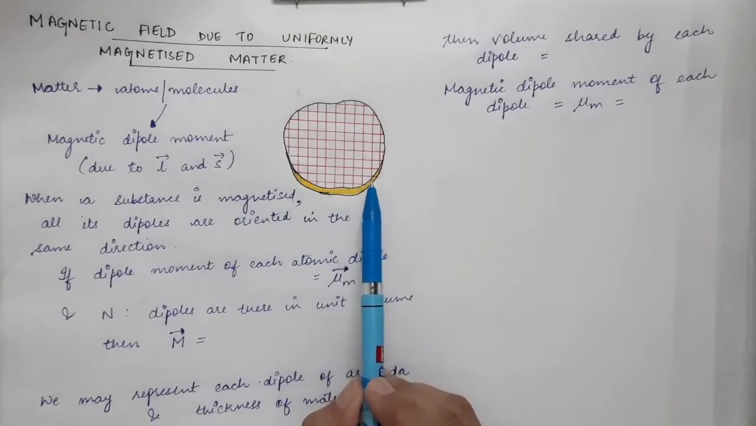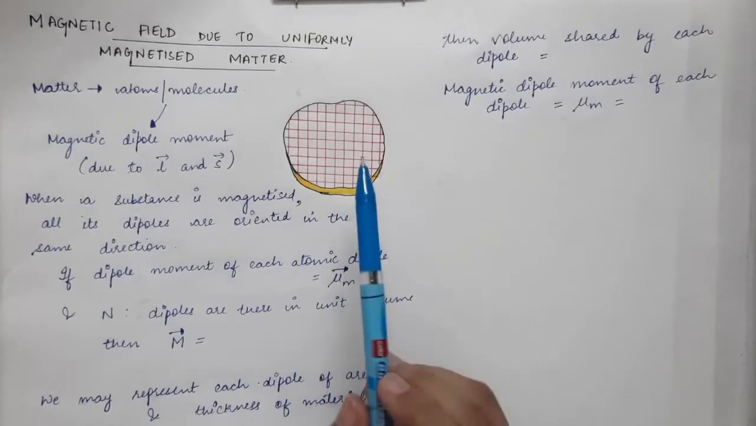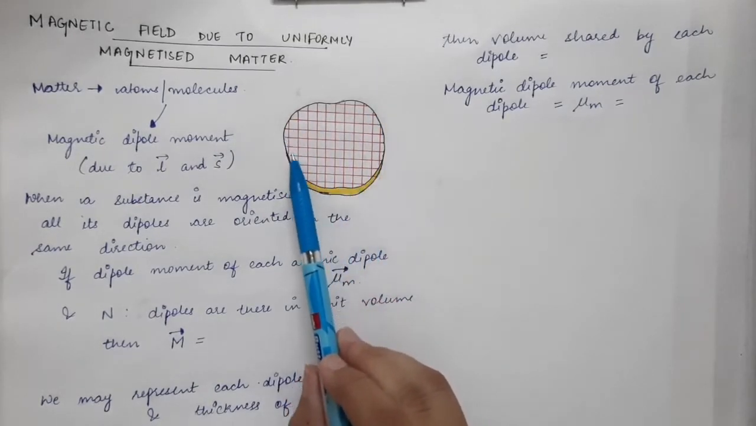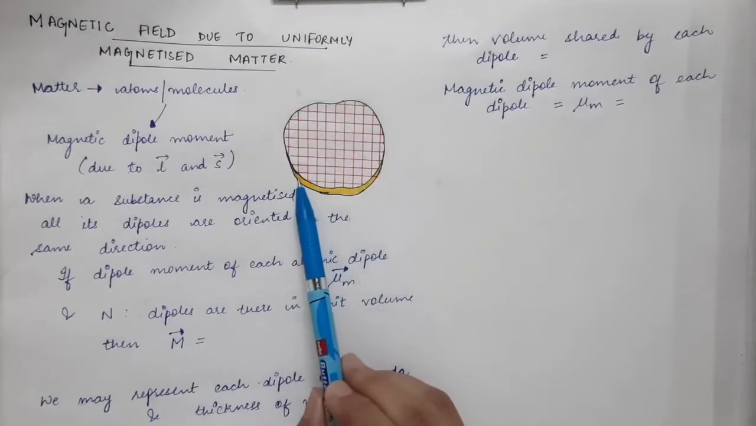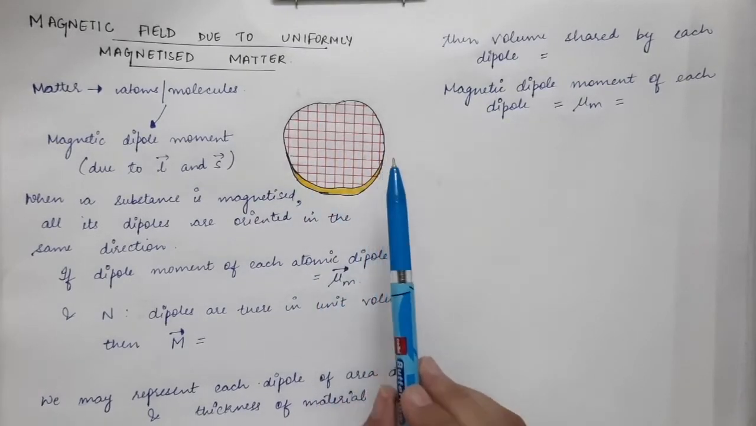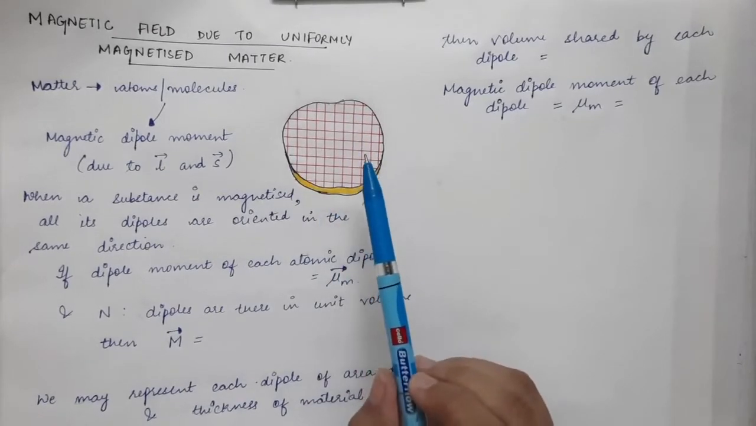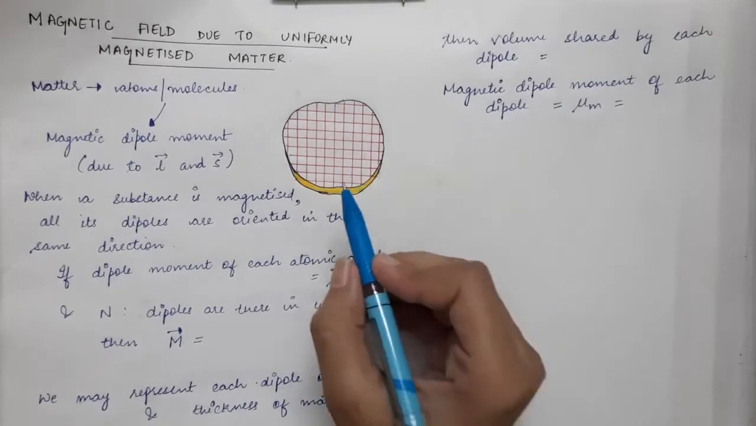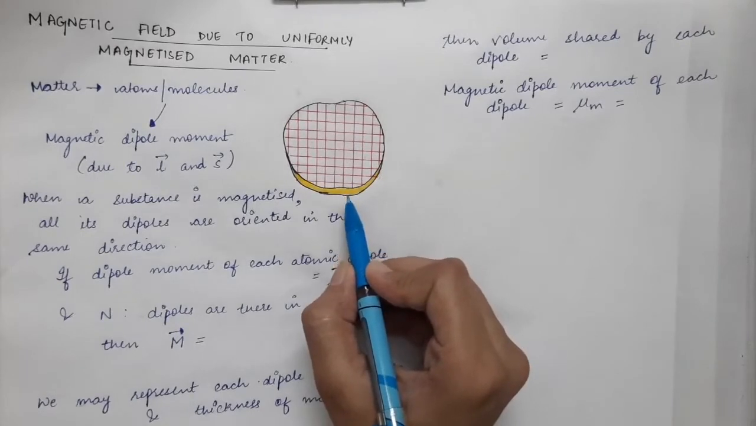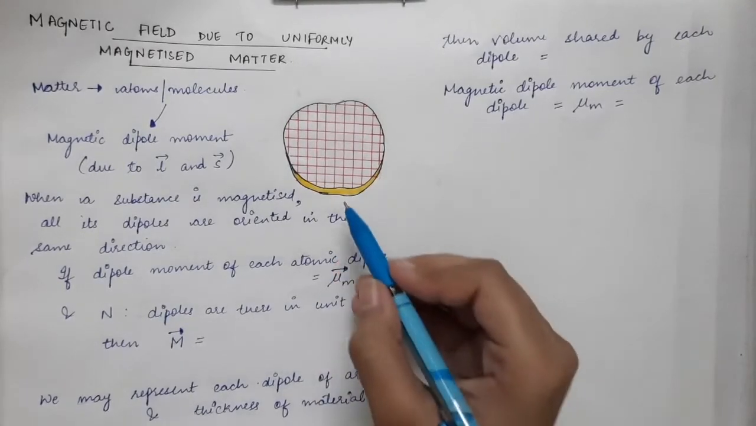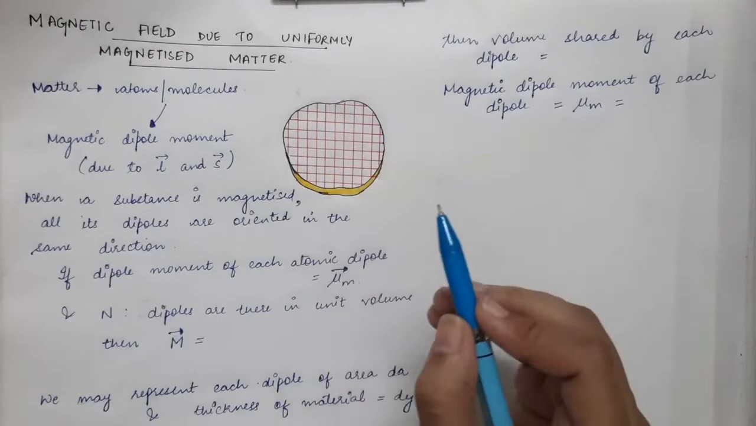Now this is a three-dimensional picture, so you have to imagine that this is the upper surface and this yellow portion, this is the thickness of the material. So this whole sample will have a certain thickness, and let's say that thickness is dy. So let's say this thickness over here, this is dy. So it has uniform thickness all around the sample.